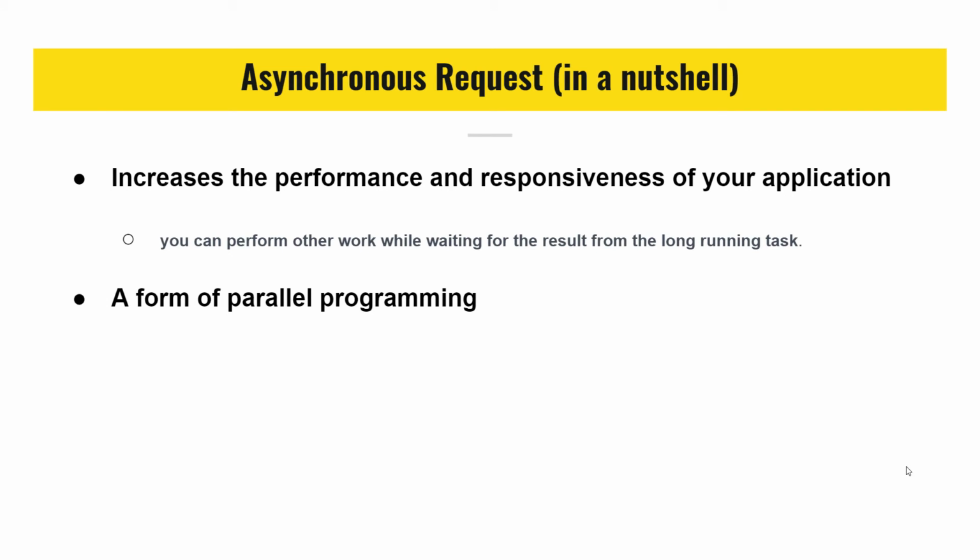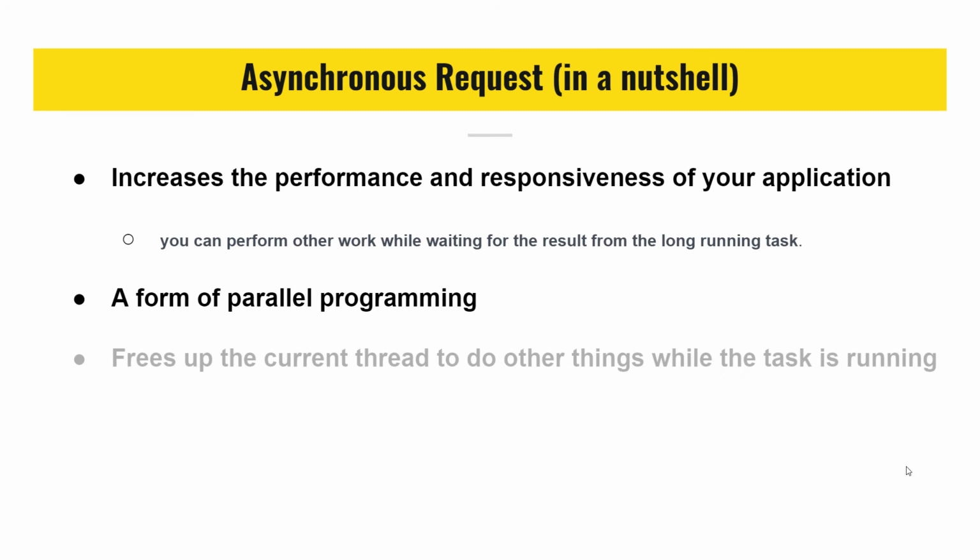Essentially, what that means is a form of parallel programming. It allows a unit of work to run separately from the primary application thread. And when the work is complete, it notifies the main thread whether the work was completed or failed. Also, it frees up the current thread to do other things while the task is running, such as responding to user input in a client application or some other request in a web application.